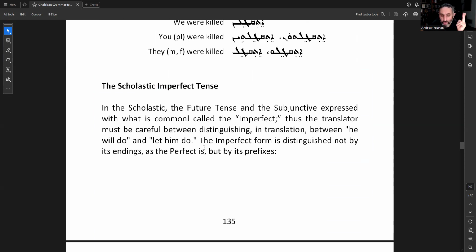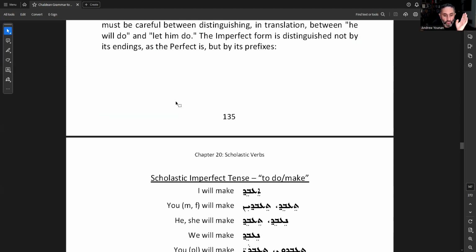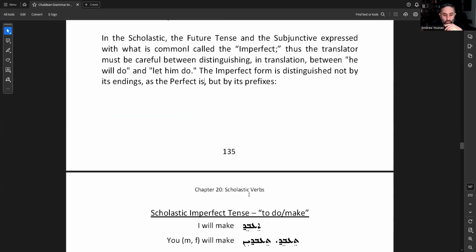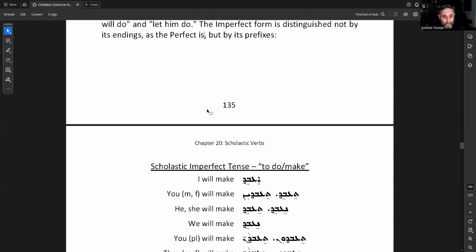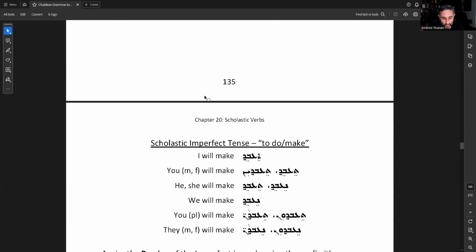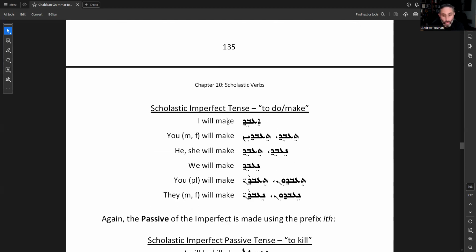So there's no separate subjunctive in Syriac. The subjunctive is part of the imperfect, and there's no other way to do a future tense or a subjunctive than to use the imperfect. So if you have something in this conjugation, this conjugation can mean I will make, but it can also be let me make, which is the subjunctive. So the translator, if you're ever going to be translating, you're going to see this conjugation and you're going to have to figure out from context which one the author intends.